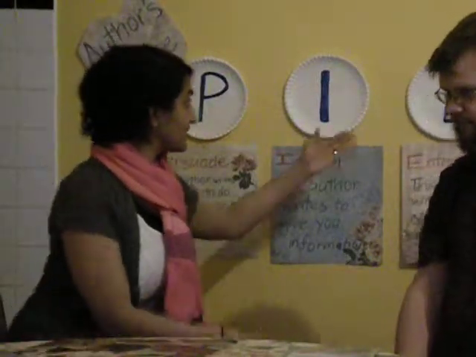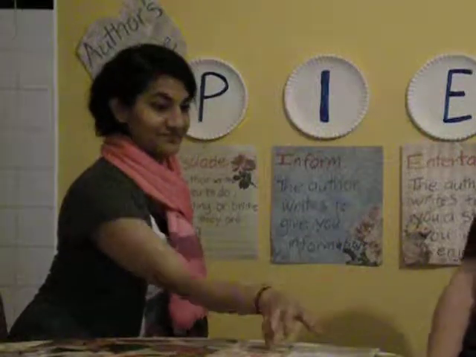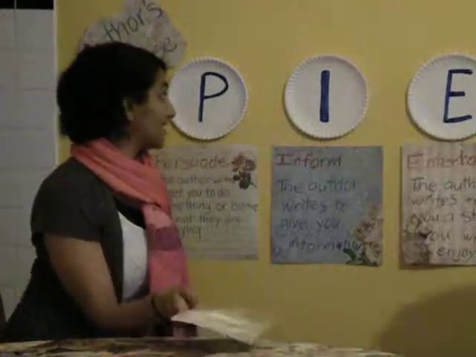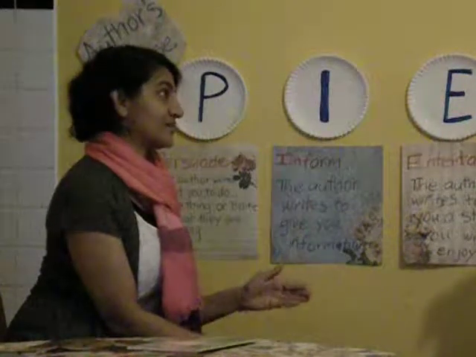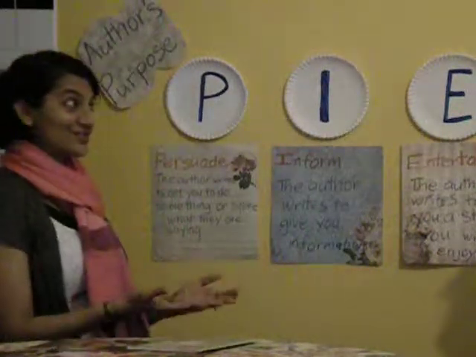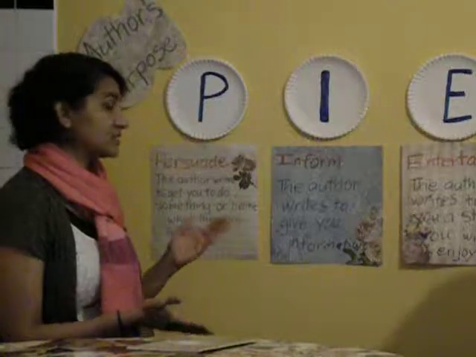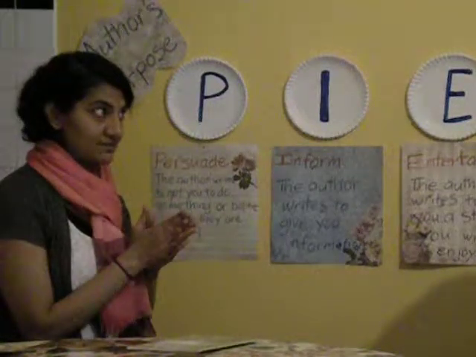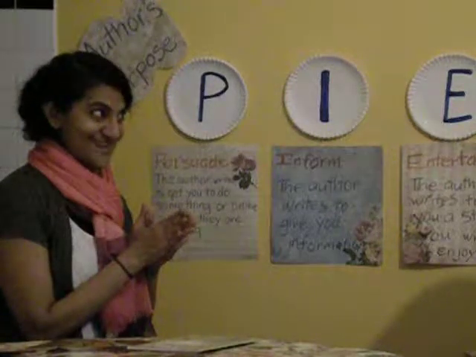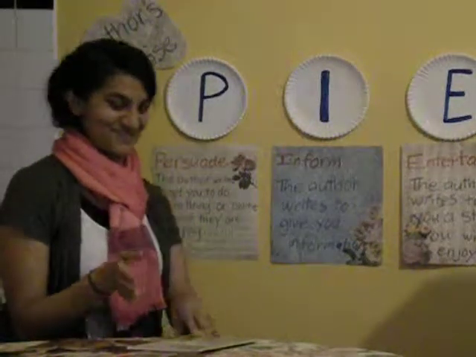Now let's move on to the last letter. What letter is that? It's the letter E. E is when the author tries to entertain us. He tries to make us enjoy a story. If the word is a little difficult for you to say, you can clap it. Entertain. Yes, very good.